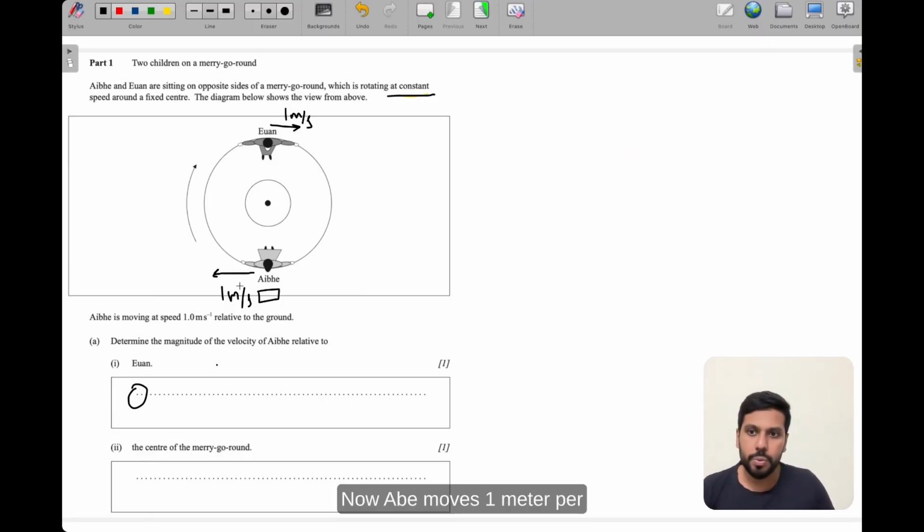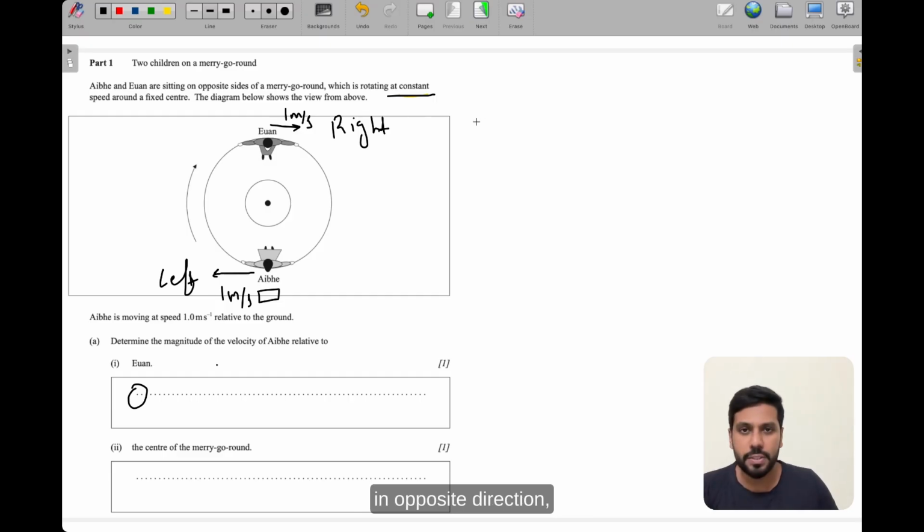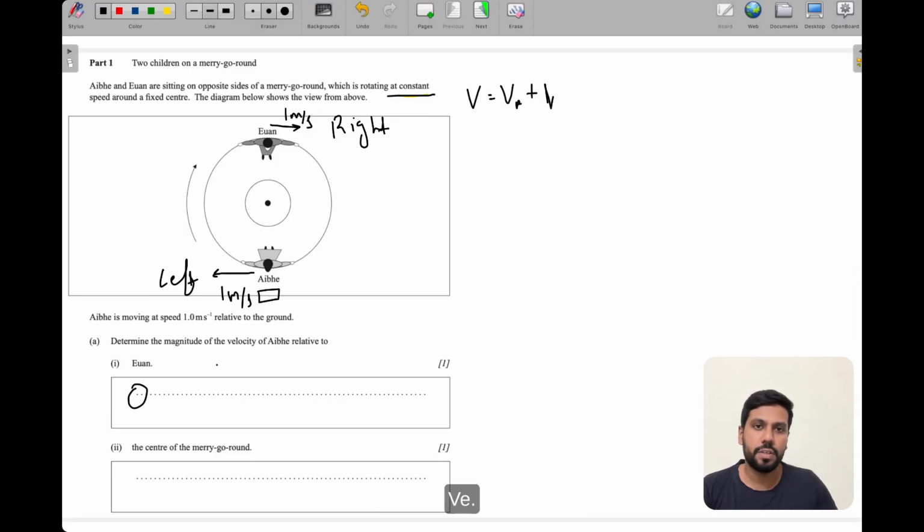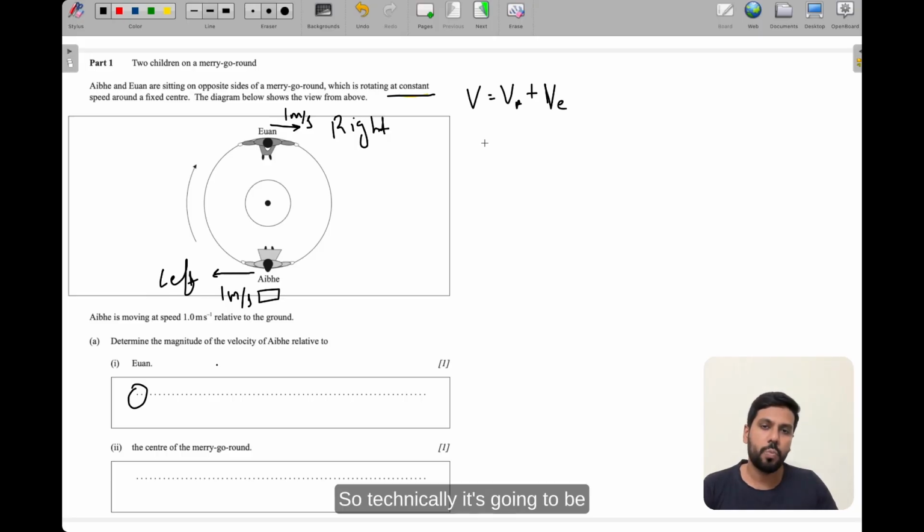Abe moves 1 meter per second in, say, the left direction, and Eon is moving 1 meter per second in the right direction. According to the formula of relative speed, when two objects are moving in opposite directions, you need to add their speeds. So the relative speed of these two is going to be VA, Abe's speed, plus VE, Eon's speed. Technically it's going to be 1 plus 1, which is 2 meters per second.